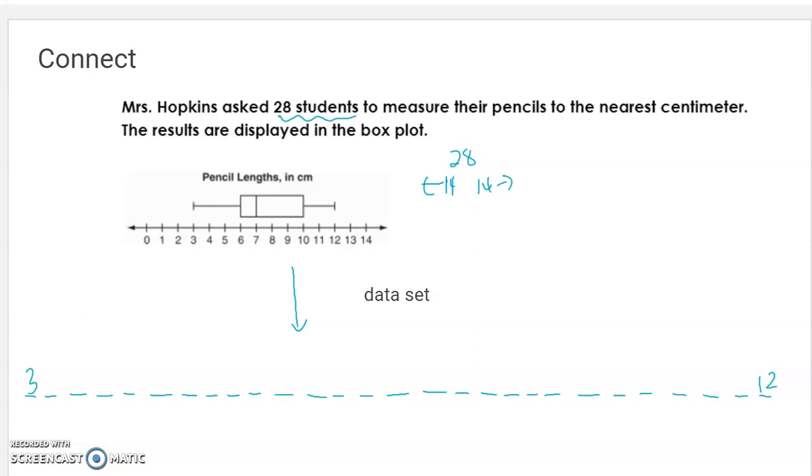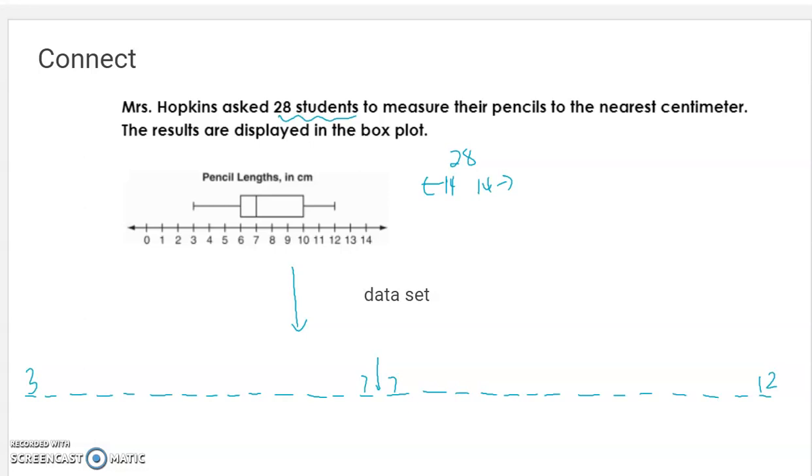So it'd be like 2, 3, 4, 5, 6, 7, 8, 9, 10, 11, 12, 13, 14. The median would be right here. So these would probably both be 7s, though it could be a 6 and an 8. But looking at it, I would say probably both 7s. So we might know that.